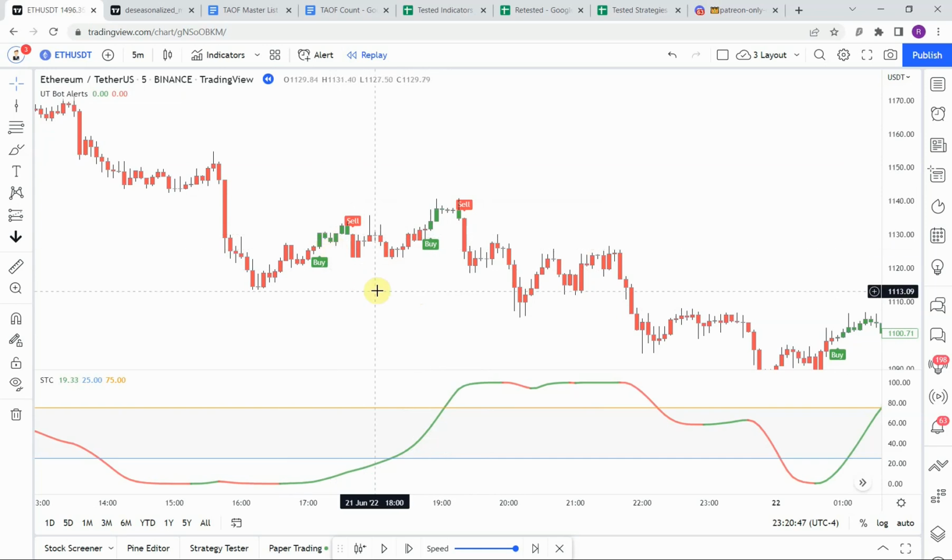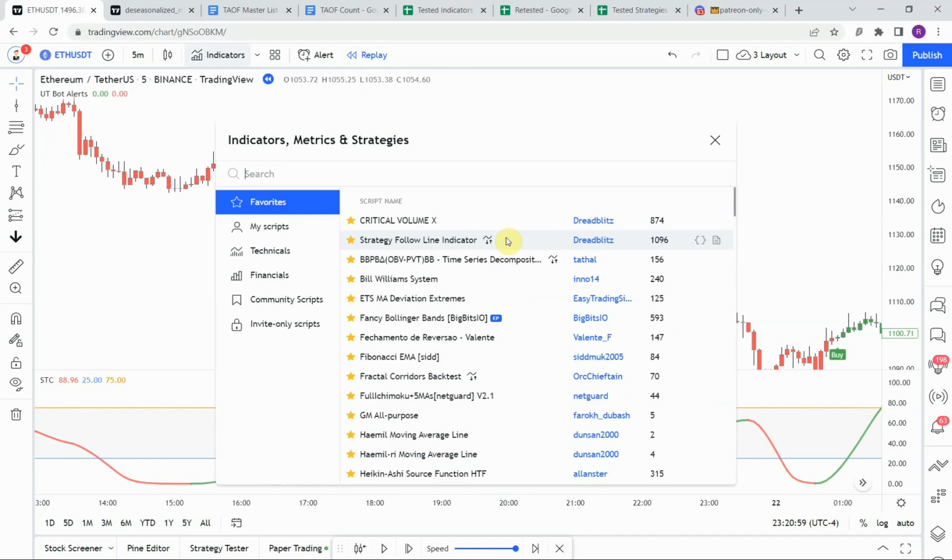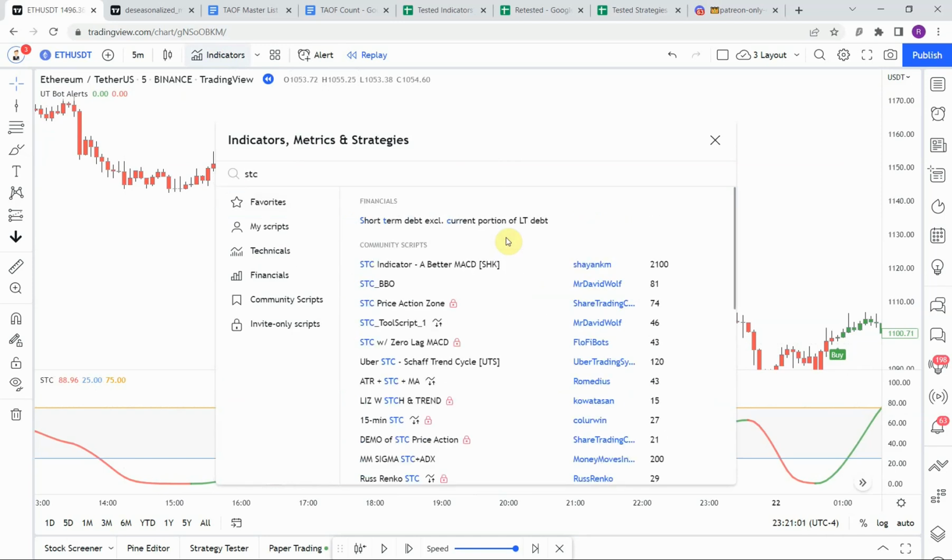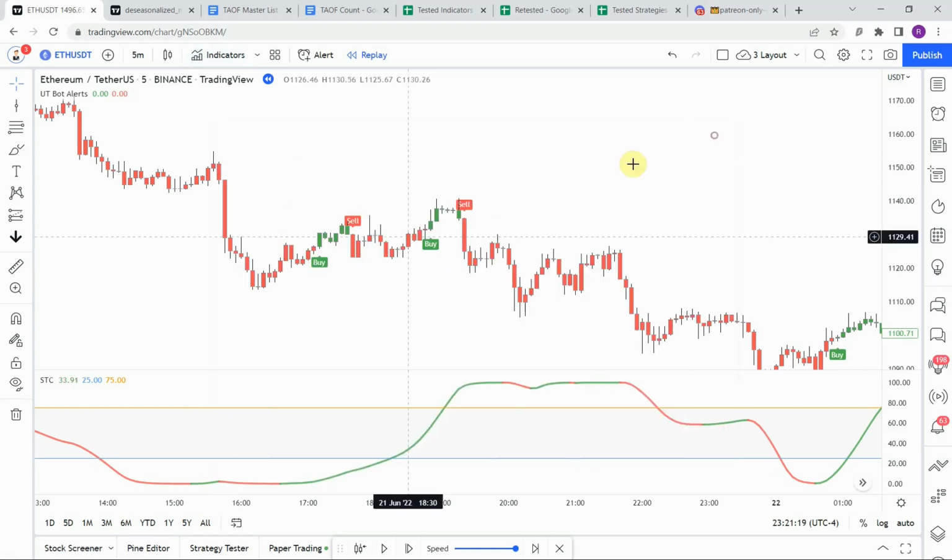That in itself does a relatively okay job, but then we're going to add one more indicator to it, and it's the STC indicator here. And so if you go again to indicators and you type in STC, the one you're looking for is this one right here. Anyways, it's the STC indicator, a better MACD. So this one here, you'll throw that one on screen.